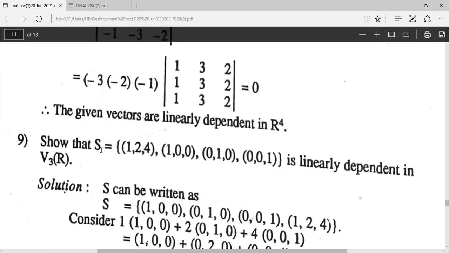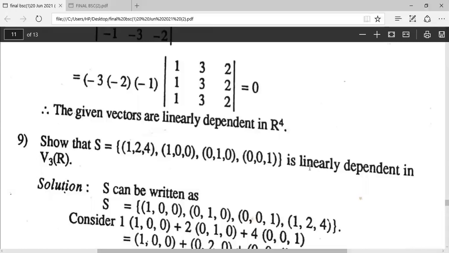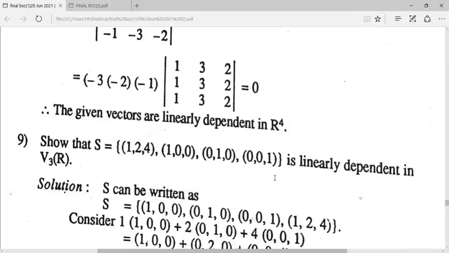Next, we shall take 4 vectors. S equals 1, 2, 4, 1, 0, 0, 0, 1, 0, 0, 0, 1. Check whether it is linearly dependent. So what you have to check is whether 1, 2, 4, 1, 0, 0, 0, 1, 0, 0, 0, 1 is linearly dependent in V3 of R.